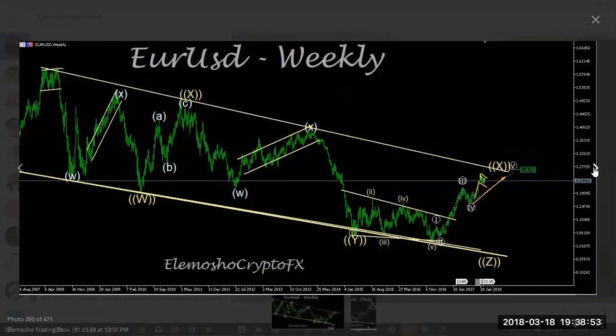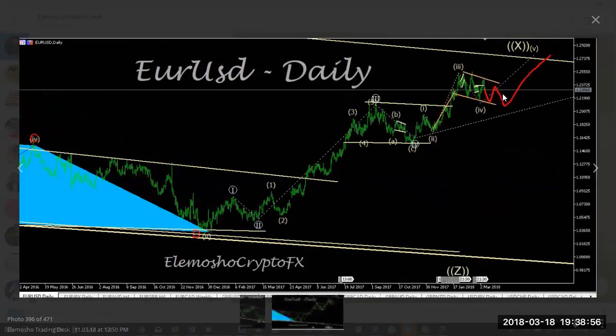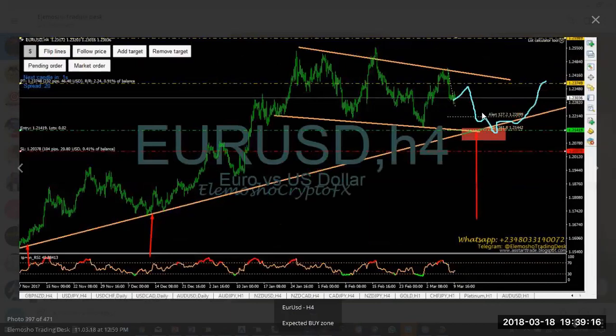So we are still in a consolidation zone. On the daily time frame, this was the setup I posted last week, and we seem to be in wave four right now, and we might be having something that looks like a WXYXZ correction before we move for the final wave five. On the 4 hour time frame, this was what I eventually posted, and as you can see, I expected that price is going to go up to this level first before coming down based on this kind of structure. Now let's go to the platform so that we'll see what price eventually did.